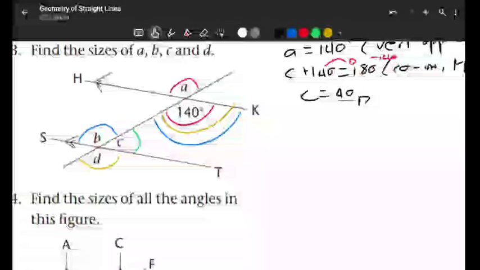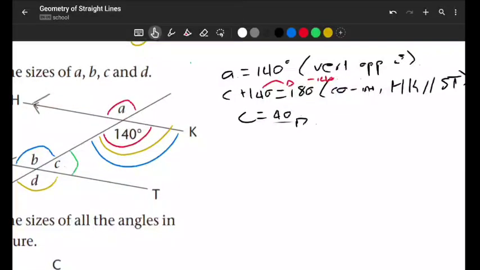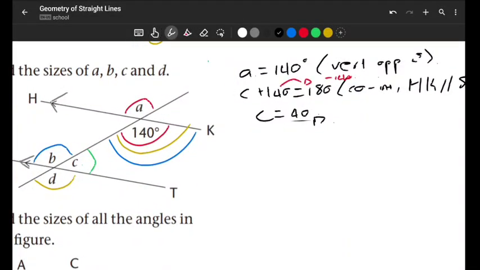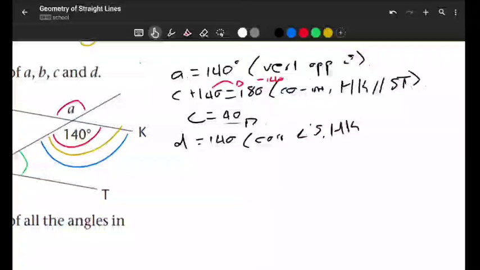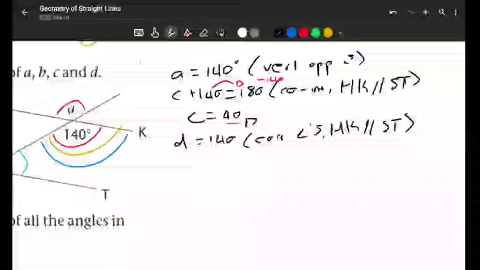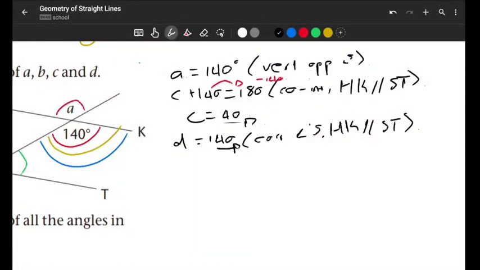So that's A, that's C. We said D is corresponding angles. How do we do corresponding angles? We say D equals 140. What is our reasoning? Corresponding angles. Please write the full thing: HK is parallel to ST. Your third answer, given a different reasoning. We have vertically opposite, co-interior and corresponding angles.